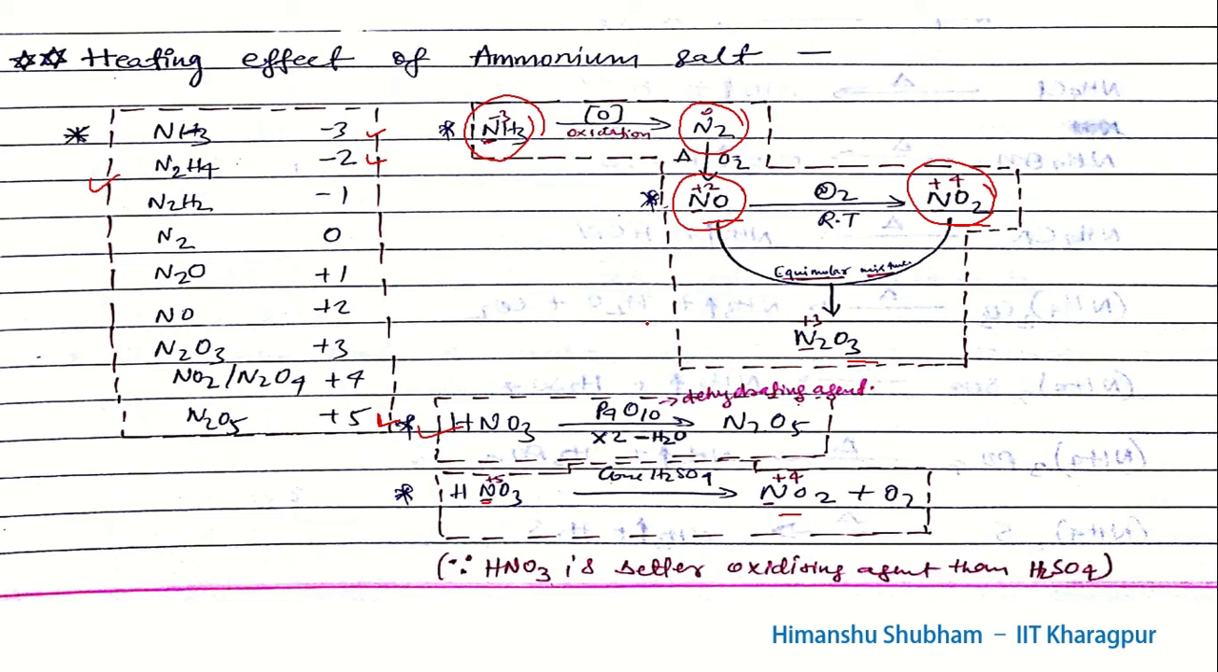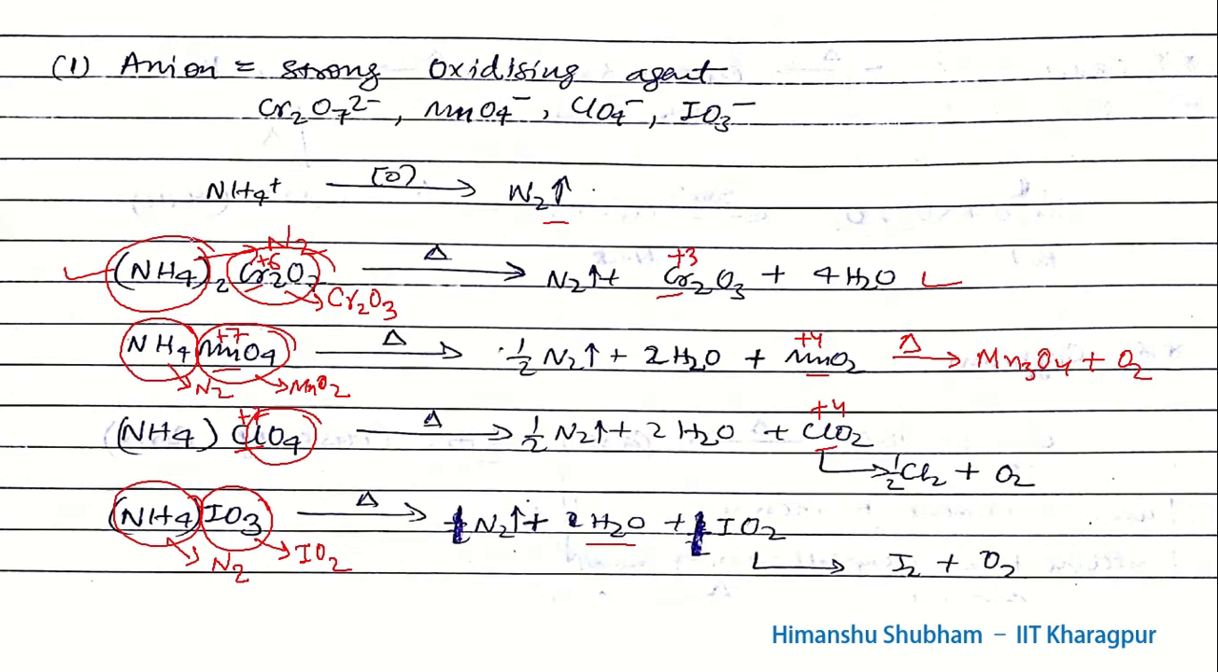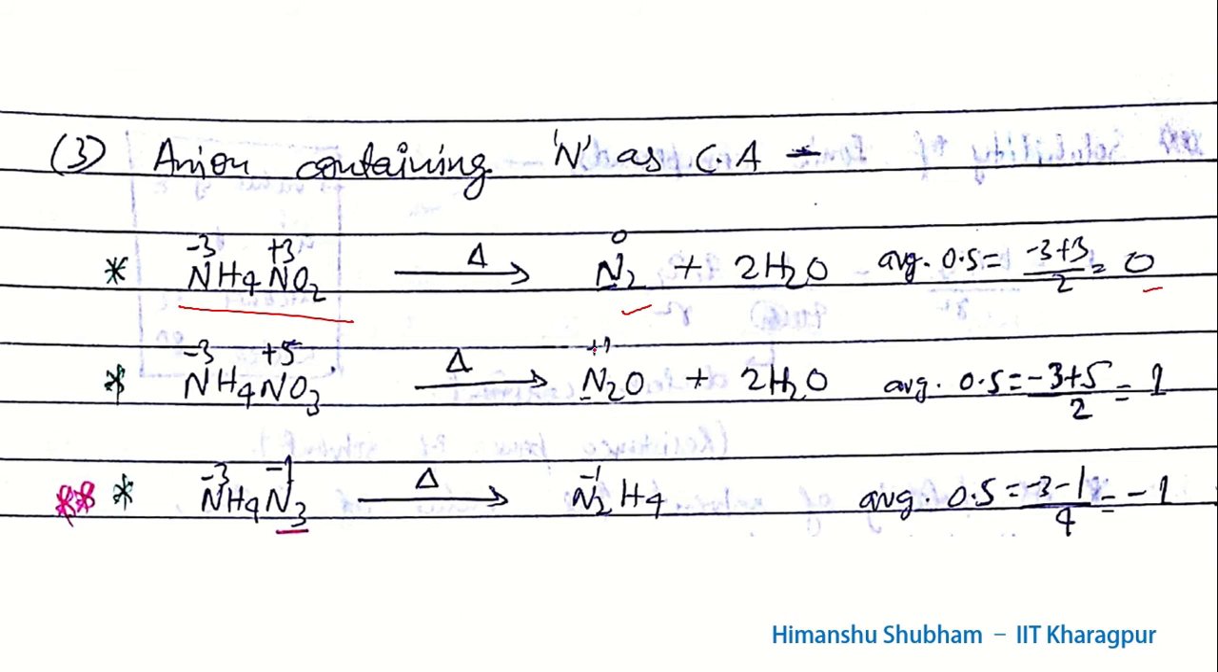So let us go back to the first slide, where we have listed different compounds of nitrogen with different oxidation states. The nitrogen compound with 0 oxidation state is N2. So in the product, we will get N2 here. Similarly, for the second example, in the cation part we have nitrogen in the -3 oxidation state, and in the anion part, we have nitrogen in the +5 oxidation state.